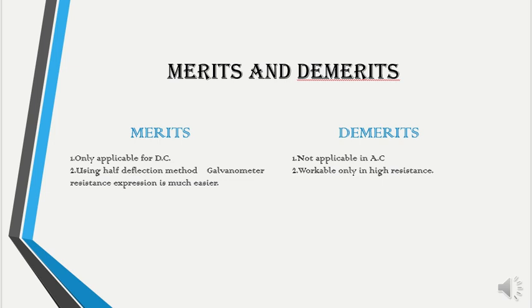The demerits of this experiment: it is not applicable in alternating current, because it fluctuates and the exact value cannot be calculated, and errors occur. So it does not work in alternating current. It works only with high resistance. If low resistance is given, the galvanometer gets damaged, so it does not work with low resistance. Otherwise, the galvanometer will burn out or get damaged.